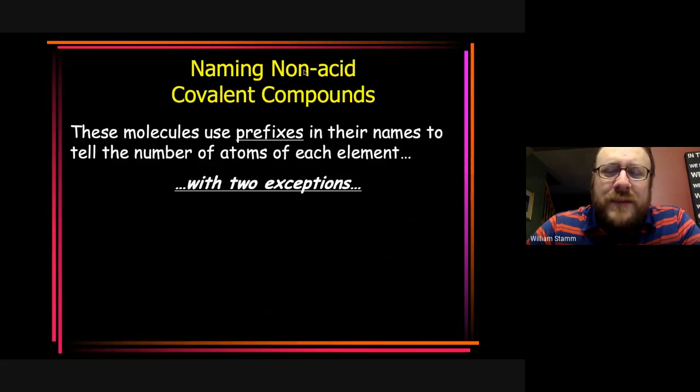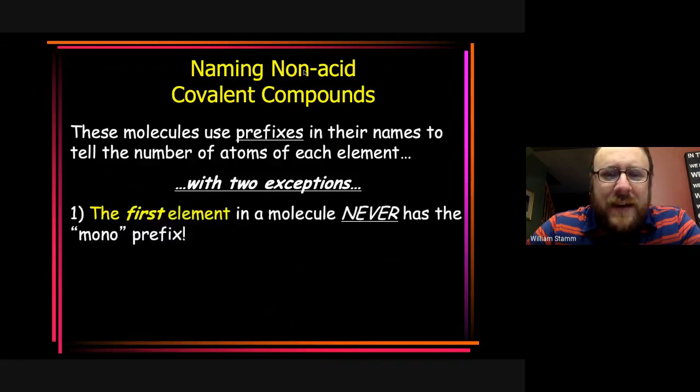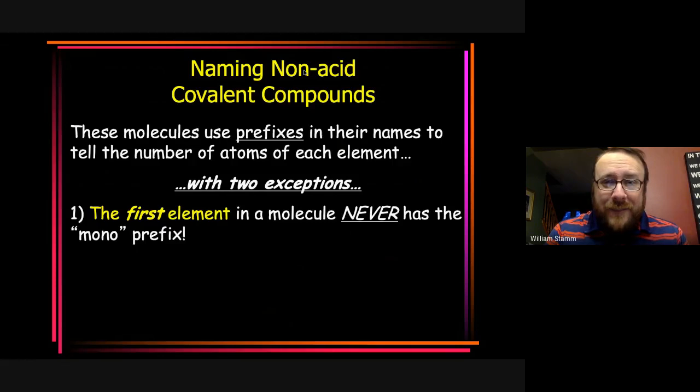There's two exceptions where you would not use a prefix, though. These exceptions are going to be the rule here. First of all, just like with our binary compounds for ionic compounds, these are going to be binary for the most part, covalent compounds with only two elements involved. So if there's only two elements involved, there's two names. The first element never uses the mono prefix. Mono means one. So if the first element in your compound, there's only one of them, you don't use the word mono in the beginning. It's just understood. That's the first rule. We'll see that a couple times.